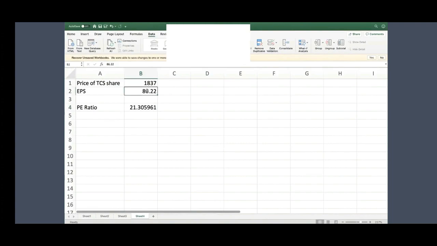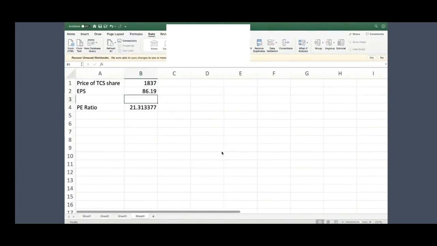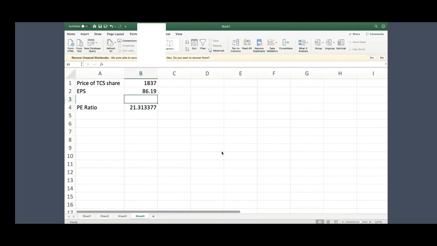You know, if I go and place 86.19, the one which we have calculated, 21.31, 21.34, so some mismatch here and there, but then you have the idea of what the PE ratio is and what the significance of EPS is, and you know how to calculate it as well. Hope you will remember these two ratios always, price earning ratio and EPS. Now the point here is, what do we understand from the price to earning ratio?